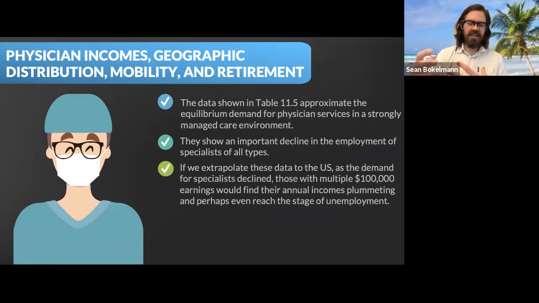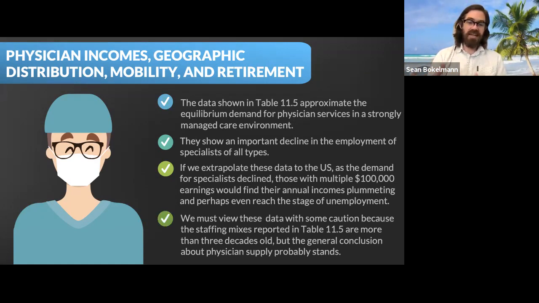And to get an even clearer picture, we can extrapolate these data to the US as a whole, because this was focusing on one particular area where there's a lot of managed care going on. But if we extrapolate this to the entire US, we can basically find that those with multiple $100,000 earnings would eventually find their incomes declining, and perhaps even reaching a place where they'd rather be unemployed, which is kind of crazy.